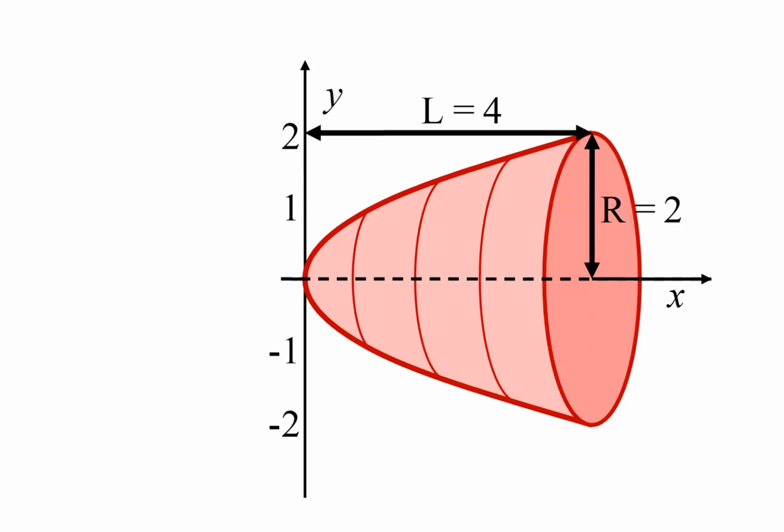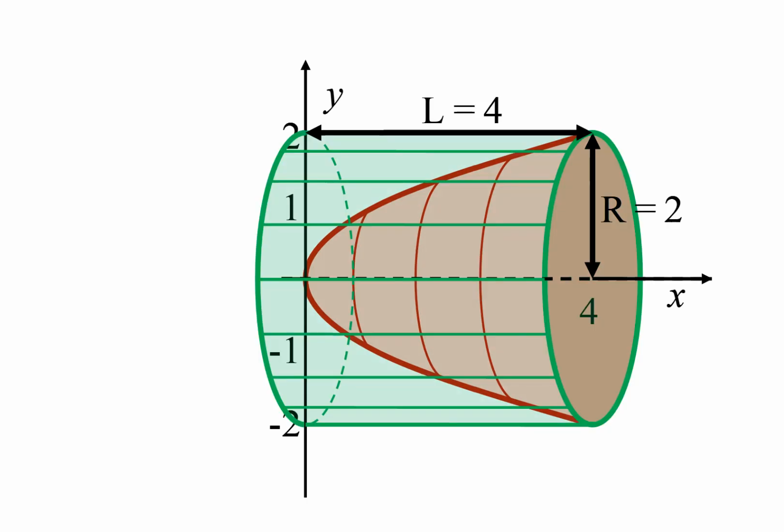We want to put that solid into a tube. The tube should be just big enough around to fit the widest part of the solid, and just long enough to accommodate the length of the solid. This means the tube must have a radius of 2 and a length of 4.